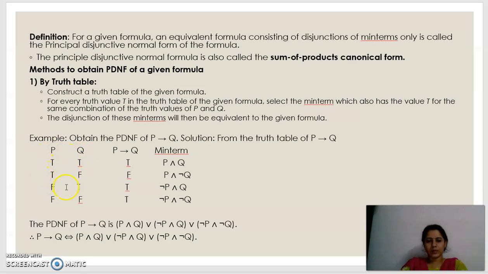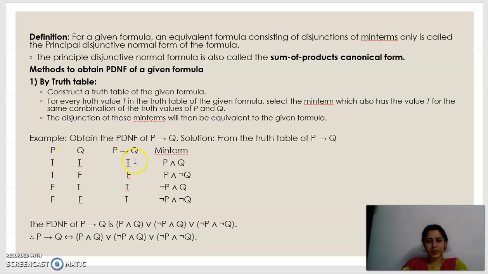First find the truth table for P conditional Q. So the P, Q possibilities, and P conditional Q gives true, false, true, true. This is the first step: first find the truth table. Then take only the truth values, and for those truth values convert the P and Q values into min terms.